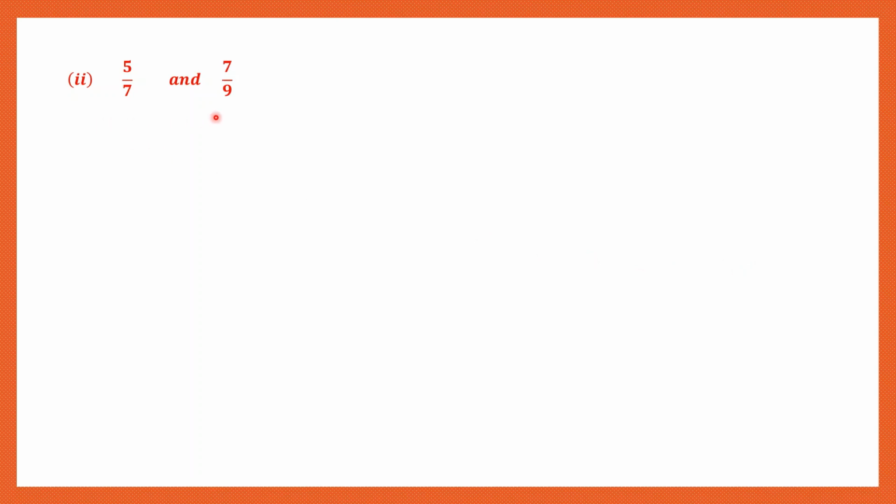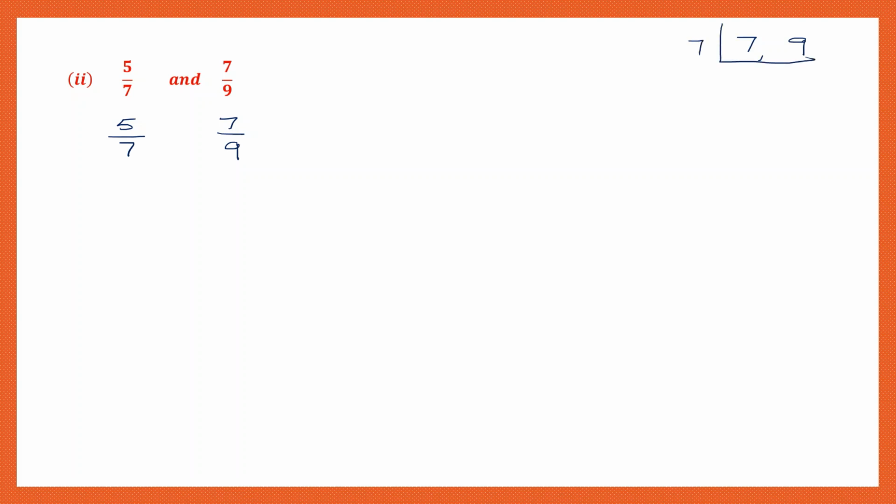Question 2. 5 by 7 and 7 by 9. We have to insert three rational numbers between these two. So now let's write down the question again. 5 by 7 and 7 by 9. Denominators are different, so let's find the LCM of the denominators 7 and 9.